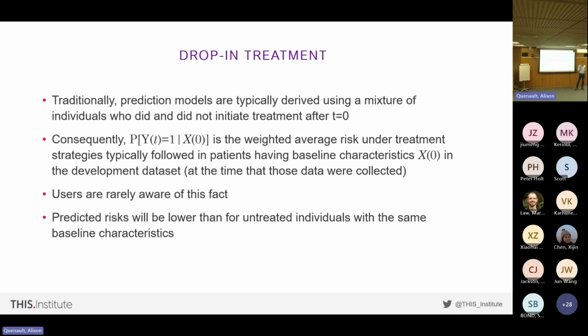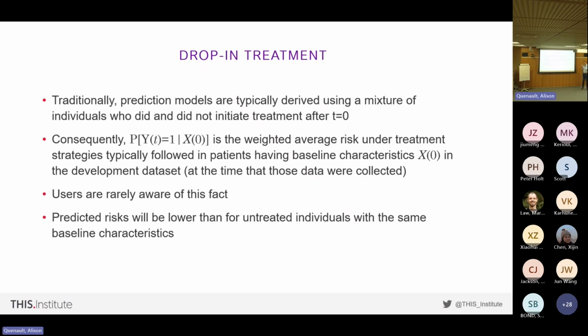What's important to realize about drop-in treatment is that traditionally, prediction models have typically been derived using a mixture of individuals who did and did not initiate treatment after time zero. If we think about QRISK, for instance, the development cohort was people who were treatment naive. So they were not taking statins at baseline, at the time where the clock starts. But then for many of them, treatment was started thereafter, and sometimes quite soon thereafter.